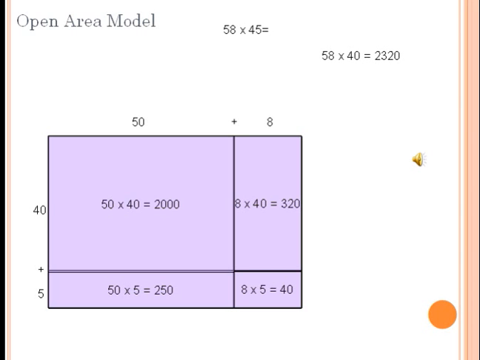Often students will put together that 2,000 and that 320 together in one step because it's easy addition. They'll do the same thing for the 250 and the 40 to get 290. Now what they have to do is add up those two parts to get 2,610, or the total number of little squares, the total area of this rectangle.